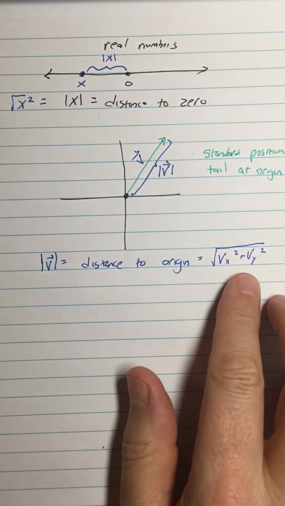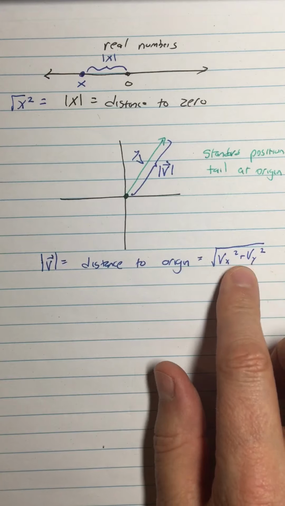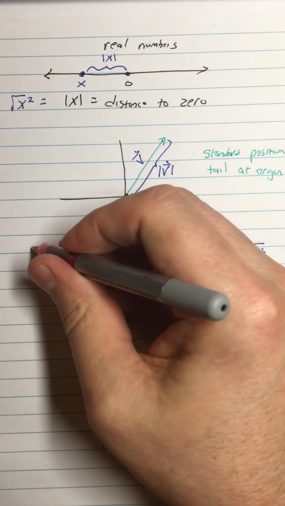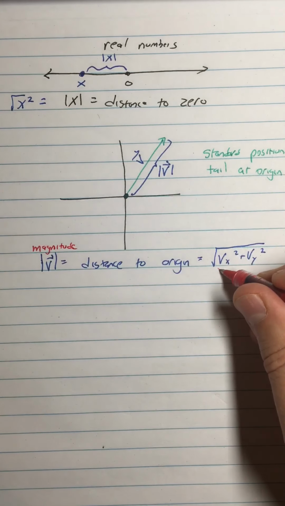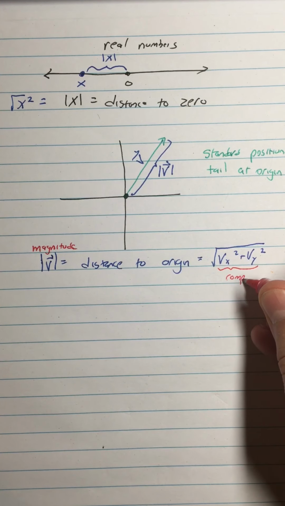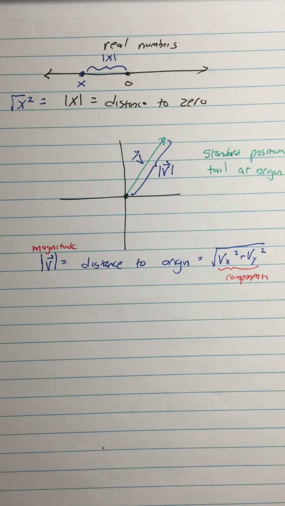All right, so this Pythagorean theorem basically is a way to get the magnitude given the components, right? So let's just remember this is the magnitude. These two things are called the components. All right, so we can get the magnitude if we know the components. All right, what else can we get?